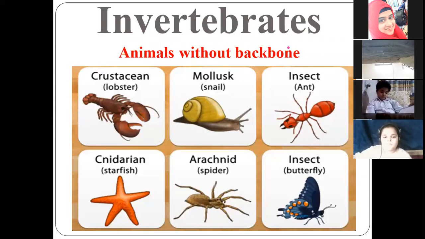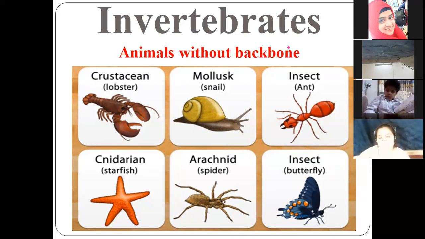Let's check more examples. Number one, lobster. It is also called a crustacean. Number two, snail, a mollusk. Insects like ant, cockroach, and other insects like bugs are all not having backbones inside them. Invertebrates are non-vertebral animals, which do not have a vertebral column. Cnidarian, starfish. Starfish is also not having a backbone.